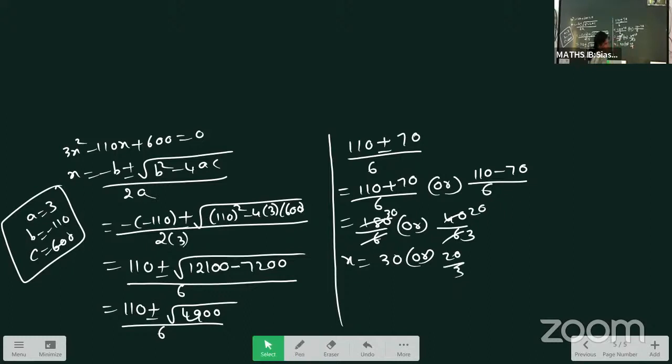Here we got x is equal to 2 values. One is 30, the other one is 20 by 3. But only one of the values satisfies the given equation. Which one is that? You have to check.